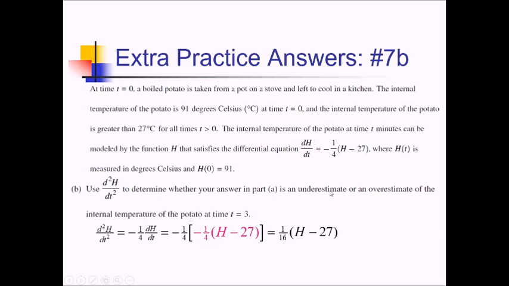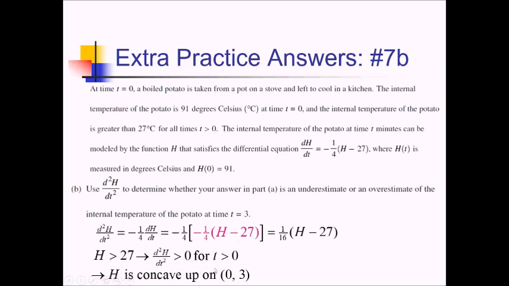Since they told me that my temperature, h, is greater than 27 for all times greater than 0, since h is greater than 27, that means that this stuff here, since I'm plugging in numbers bigger than 27, has to come out positive. The second derivative of h must be positive for all times greater than 0. Now what this tells us is that we are concave up if the second derivative is positive. We're concave up. Specifically, and I'm going to write this down, we're concave up on the interval from 0 to 3.